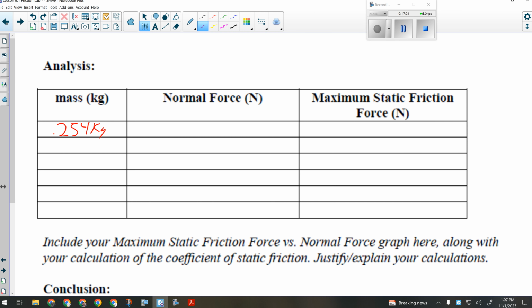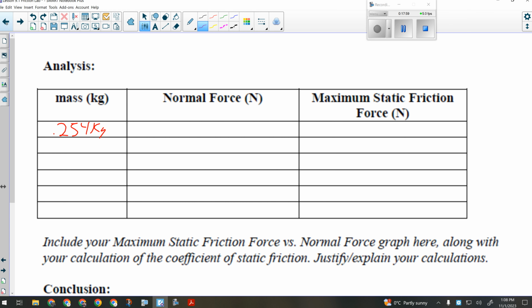Okay, so the analysis is fill in this chart, build the graph, and then it says with your graph, along with your calculation of coefficient of friction, justify or explain your calculation. So I'm going to want to see how you got mu, and then I want you to justify to me why that method gave you mu. So a couple of sentences at least, explaining here's the relationship that was on the graph, here's why this calculation is going to get me mu. Just give me some explanation in there.